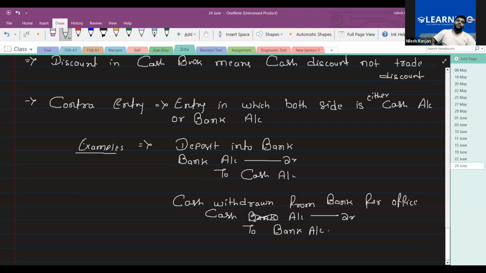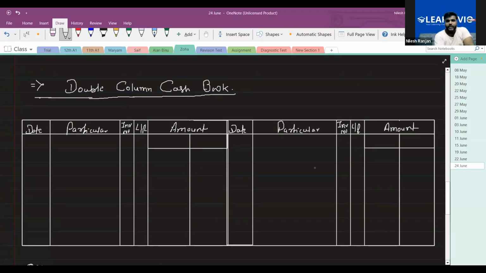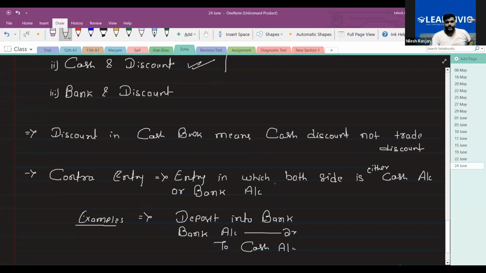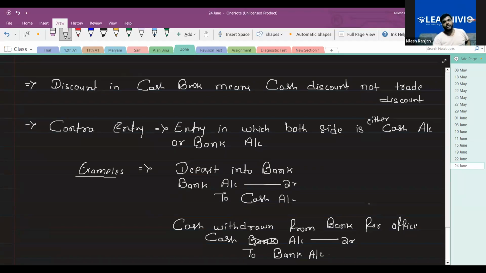So these two transactions, actually, this is the one type of transaction that will come on both sides of this format. So let's say it is a cash account and bank account. Cash, bank. So first of all, in case of contra entry, how will the entry be recorded? First of all, you have to see which side is on the debit and which side is on the credit.